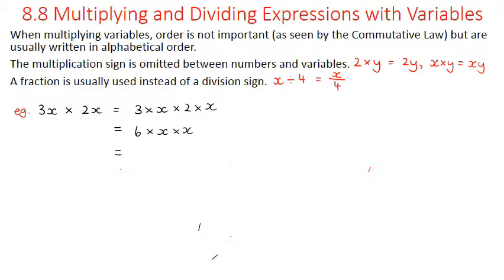Now, this x times x here, any number times by itself twice is squared. So x times x is x times by itself twice, so it's x squared. And this multiplication sign we can leave out. It's between a number and a letter. So it's just 6x squared.